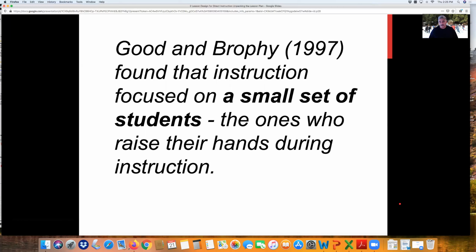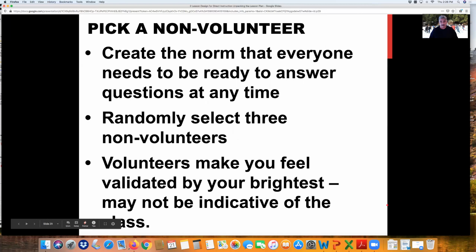Good and Brophy found that instruction focused on a small set of students, usually the ones who raise their hands during instruction. Next time you're in a classroom, take a look at that, analyze what's happening. A lot of times the teacher will only call on those students because they raise their hand, of course, and they know they're going to get probably the right answer, which makes them feel good about themselves, but not necessarily indicative of whether everybody's understanding what's been taught.